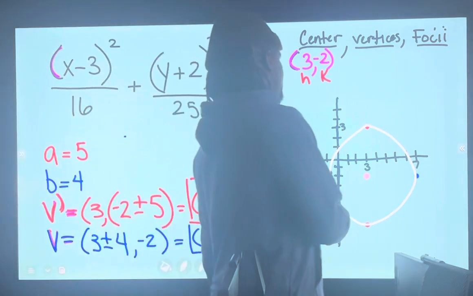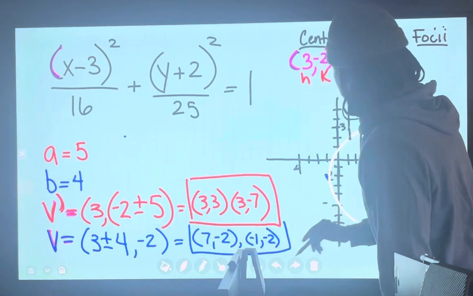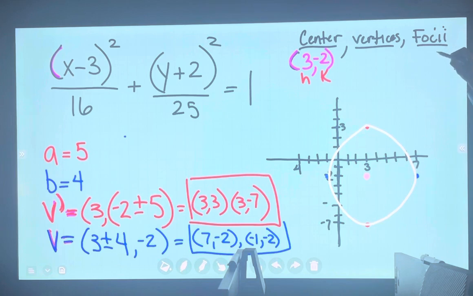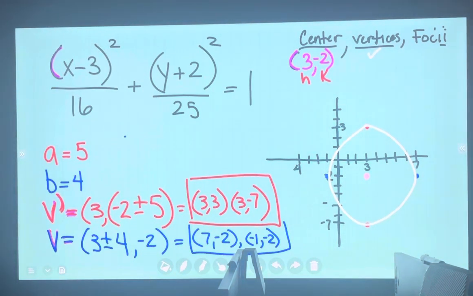So your vertices and the focus. So we just did everything. Oh no, we have to do the focus next. We just did the vertices. Waiting for y'all to get to the focus.